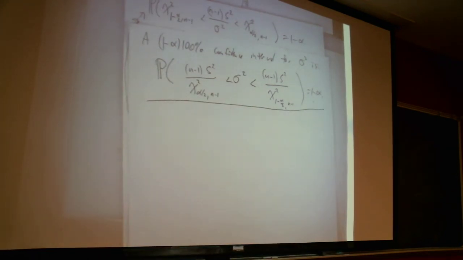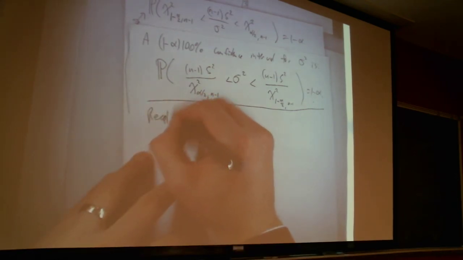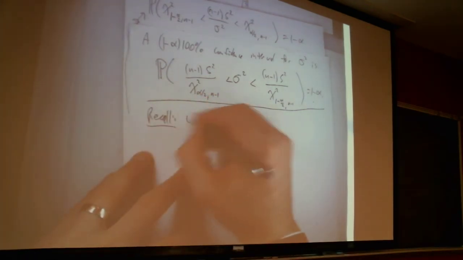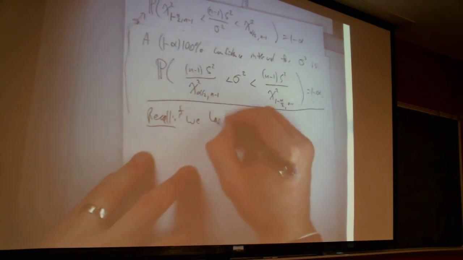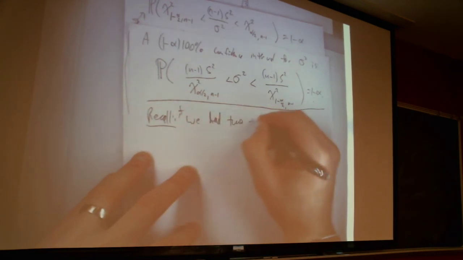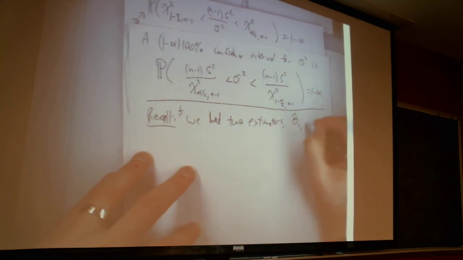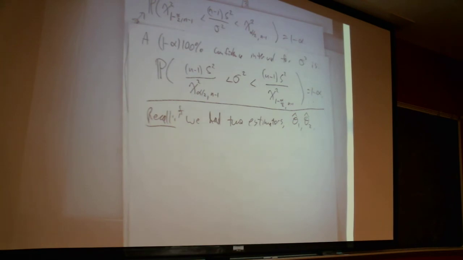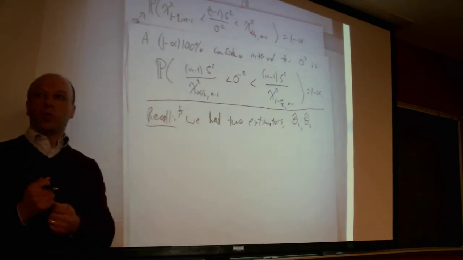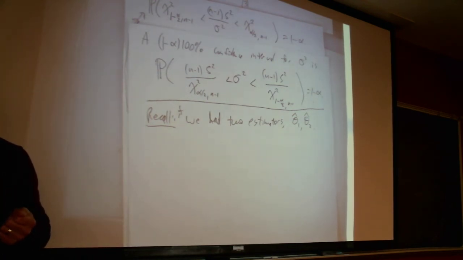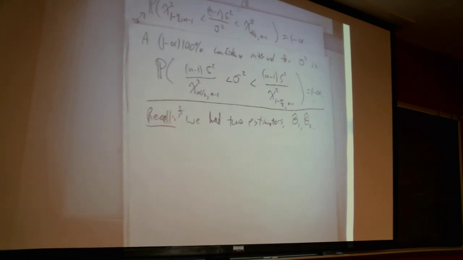So that was estimating variances. Why were we estimating variances? Well, we want to know, if you recall, if we had two estimators, let's say theta hat 1 and theta hat 2 for the same parameter theta, we called one more efficient than the other if the ratio of the variance, we looked at the ratio of the variances.